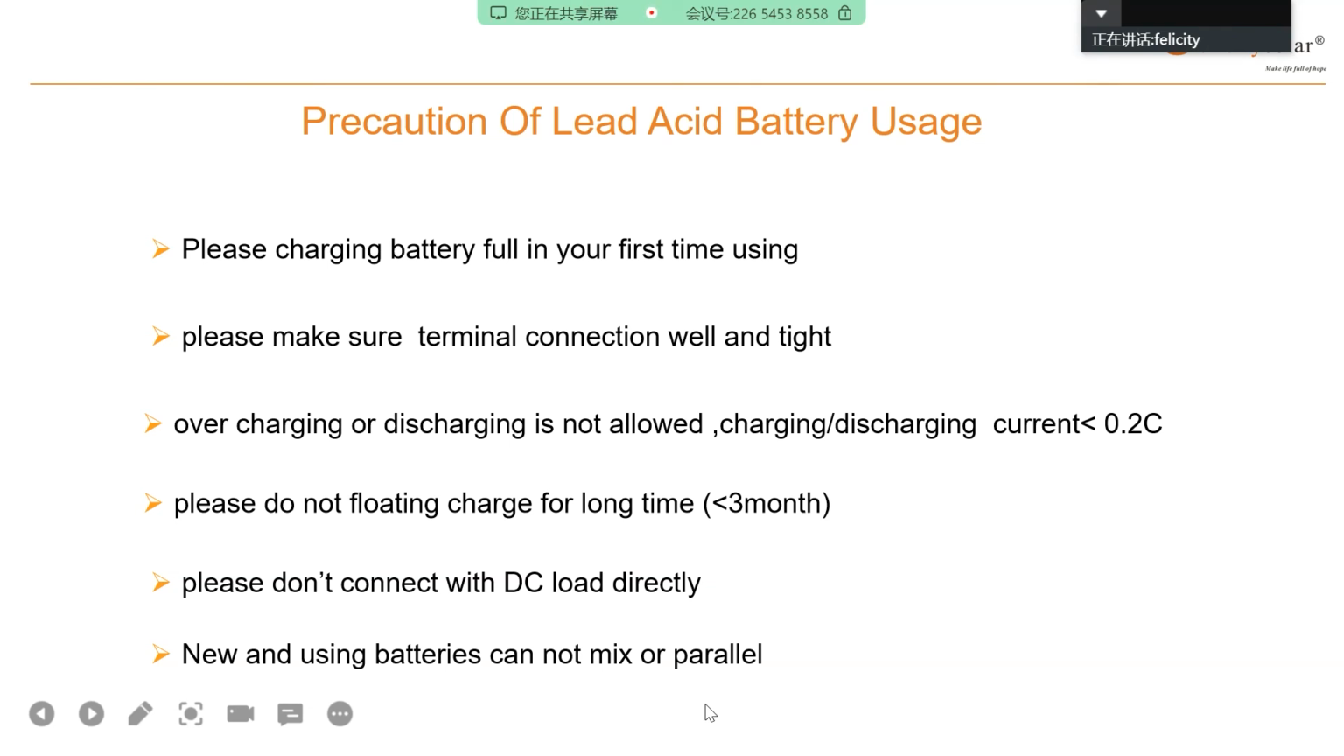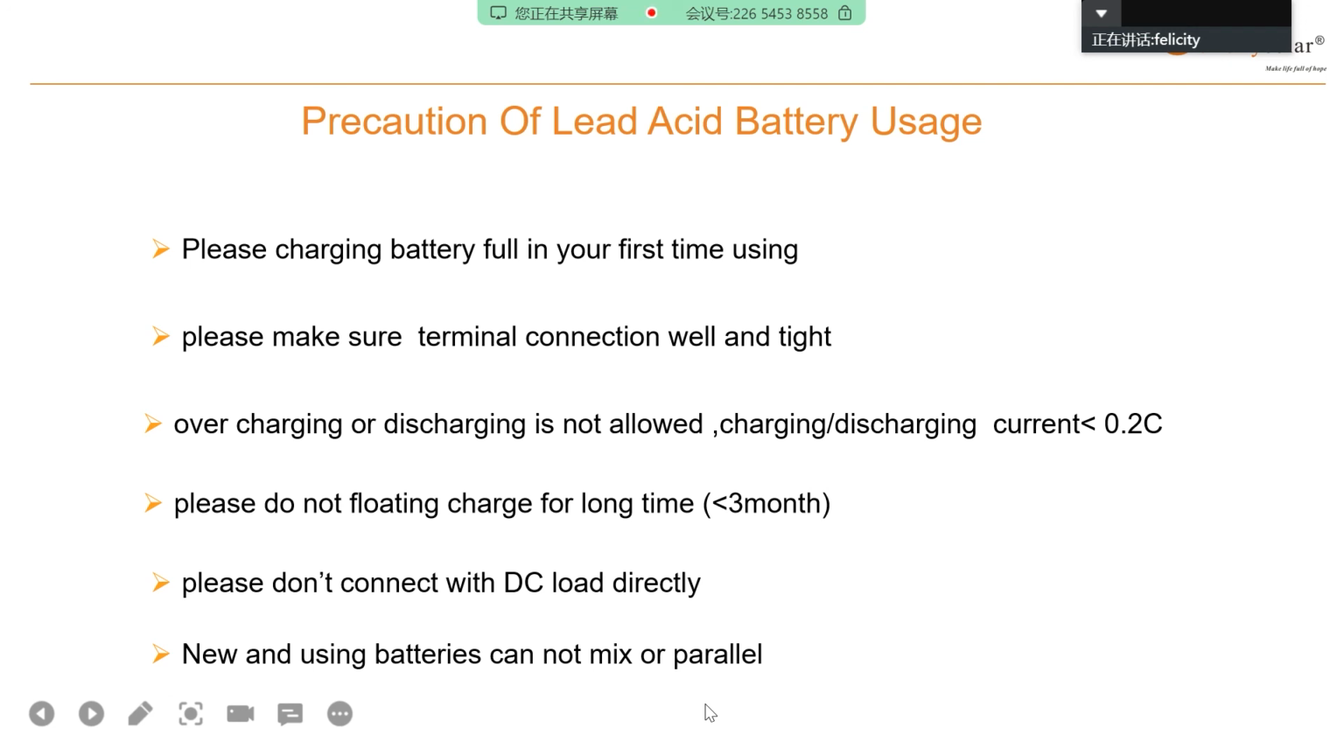Okay, so we advise you, when you design the system, please consider the battery bank capacity, make sure it's sufficient for the home use, to avoid having to add more batteries in the future. That is not good for the battery.